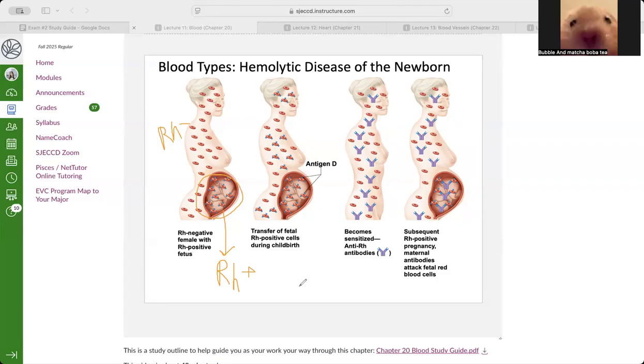But during delivery, it is common for the placenta to rupture. So during deliveries, there are things happening. Sometimes your placenta ruptures and it will leak. So the baby's blood might escape into the mother's bloodstream. If that happens, her body will become sensitized and produce antibodies that can attack the Rh antigen on the Rh positive blood. So the blood leaks, right? Rh positive blood leaks to the mom.